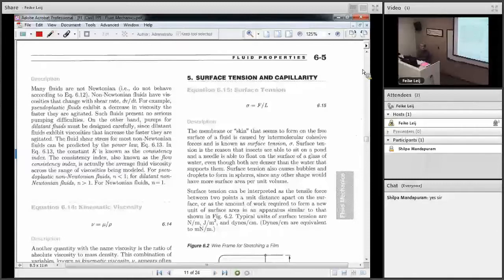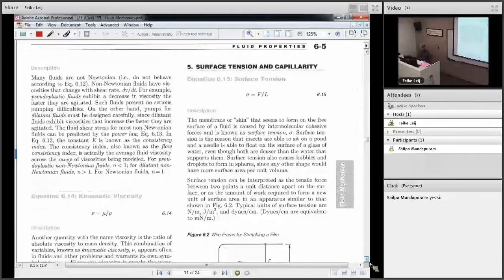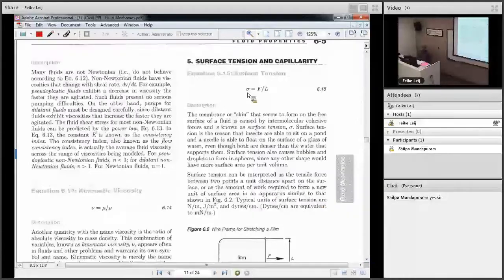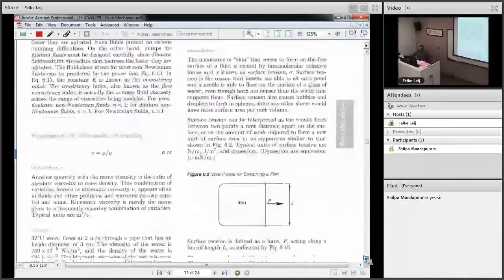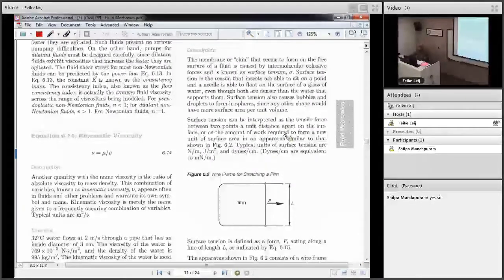Water happens to have very weak cohesive forces, so it likes to wet other surfaces. So if you put a capillary tube in a water reservoir, you will have a capillary rise. The coefficient of surface tension is denoted by sigma, and it's equal to the force per unit length of contact between the two fluids. So sigma has units force over length.